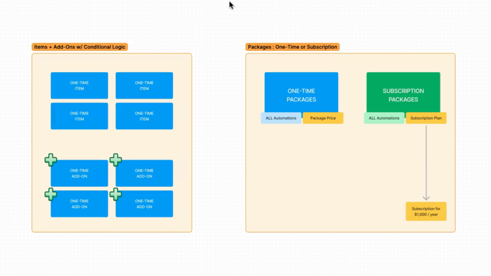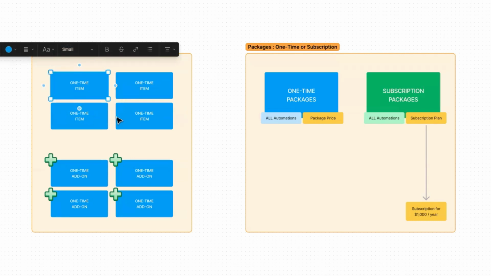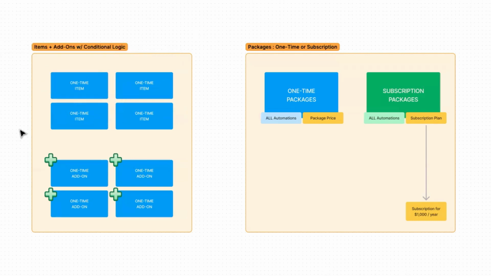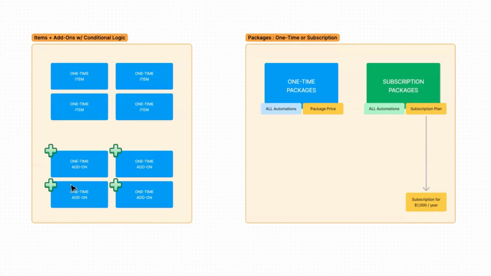So right now, okay, you have the ability to set items and add-ons with conditional logic. Adding to a proposal is a place where you are familiar with this now. I want to say, I want to offer these 4 one-time items, because remember, right now we only have one-time items. And I want to offer these add-ons. The conditional logic is controlled in the add-ons, as we just saw.